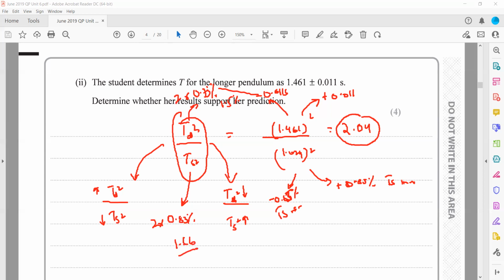So one is 1.66, one is 1.5. When we add the two uncertainties, that is 3.16. So this will have an uncertainty of 3.16%. It means the actual value might be 3.16% more, or it might be 3.16% less.